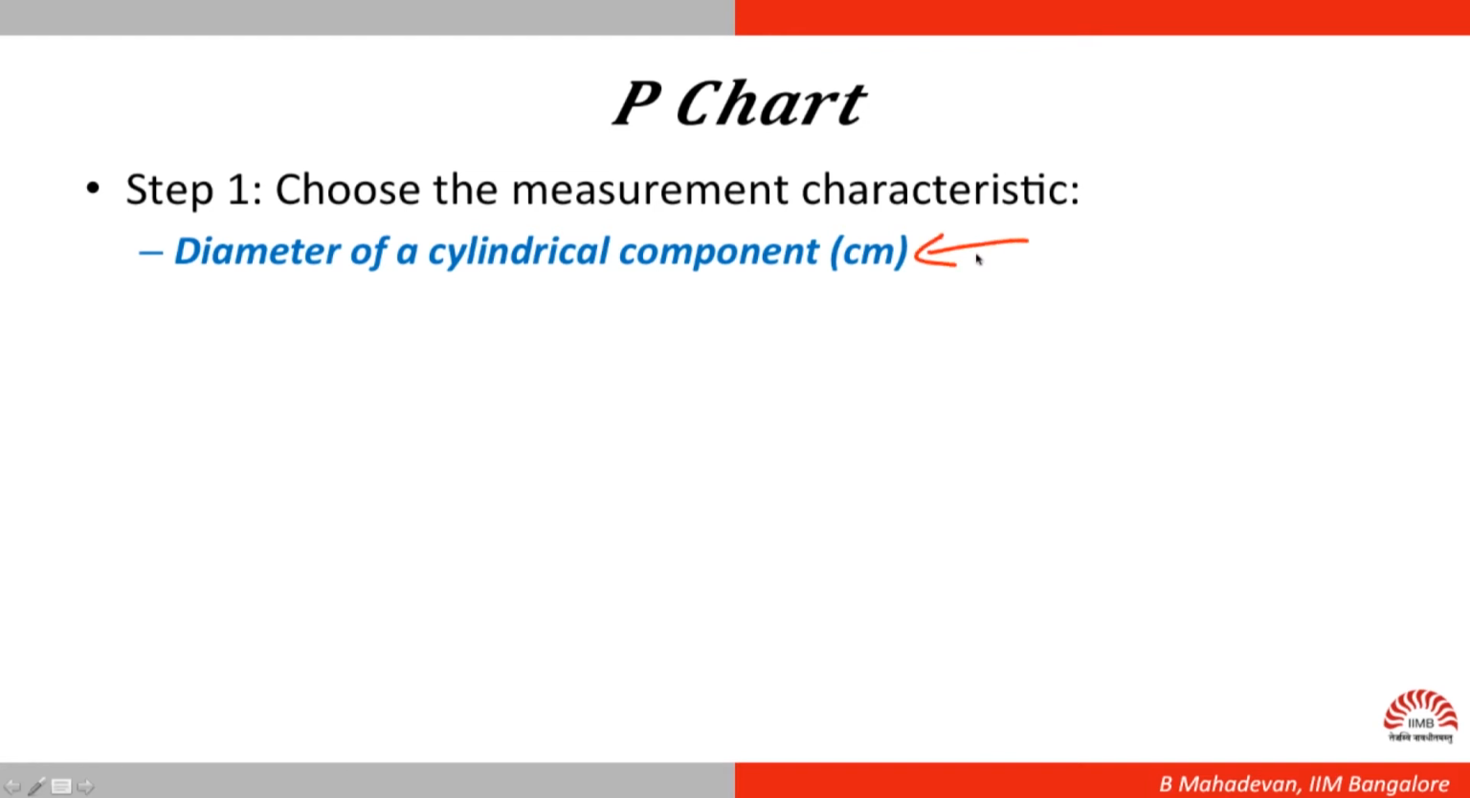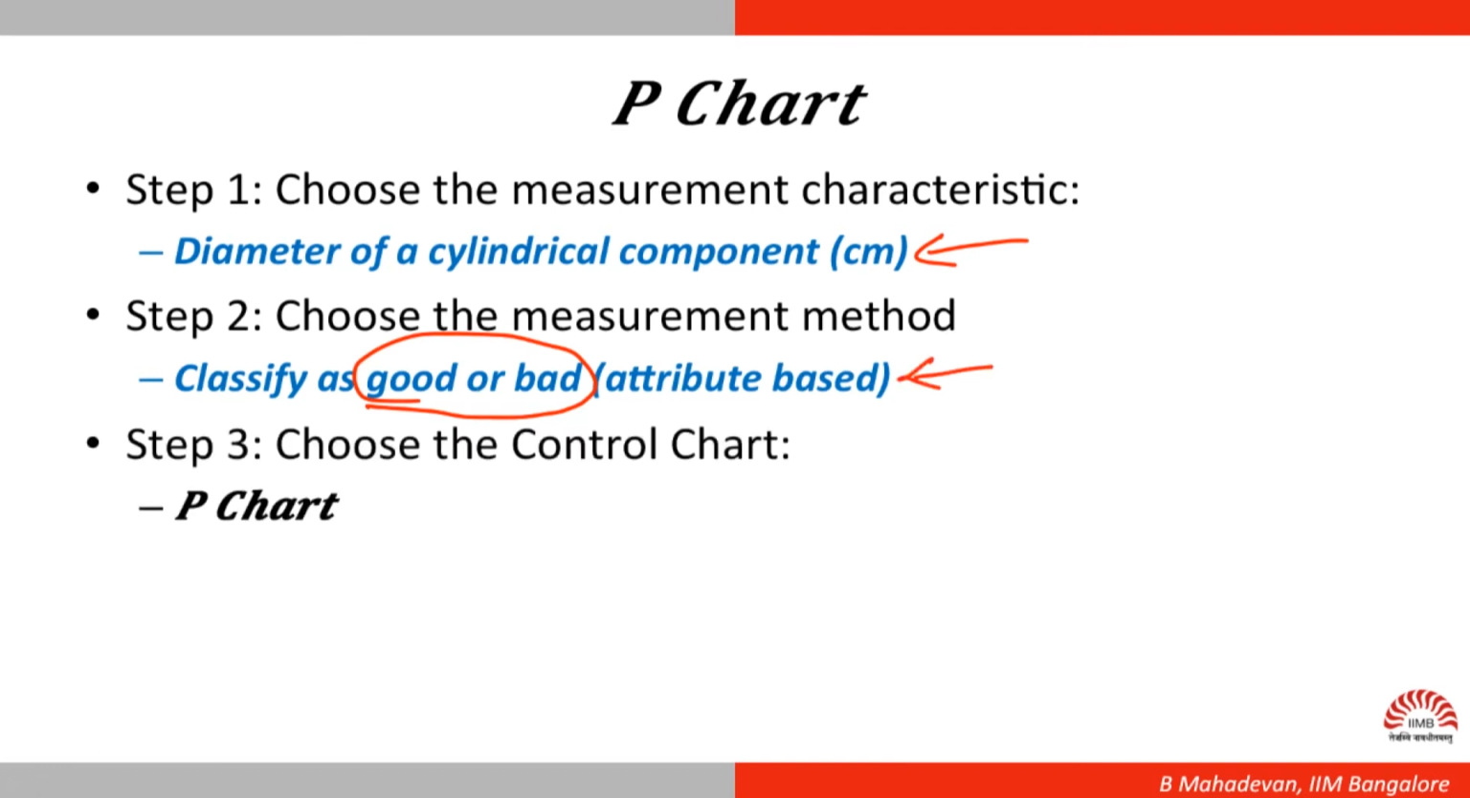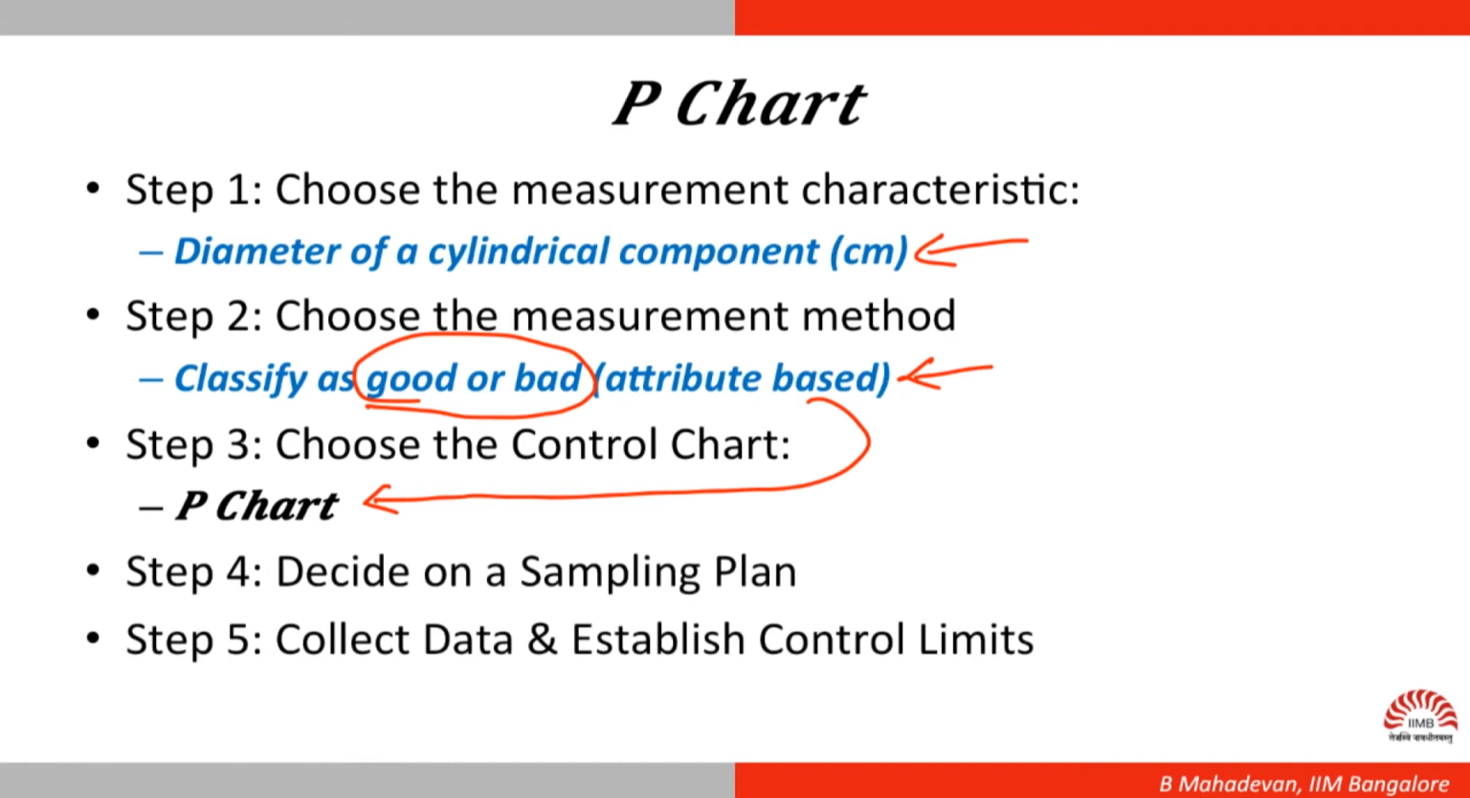It is the same as before, which is the diameter of a cylindrical component. Step 2 is the measurement method. Here we are merely classifying them as good or bad. That is why we call it attribute based. It is no longer variable based. Because it is attribute based, we are selecting a control chart called the P chart. That is step 3. And step 4 and step 5 are to decide on a sampling plan.